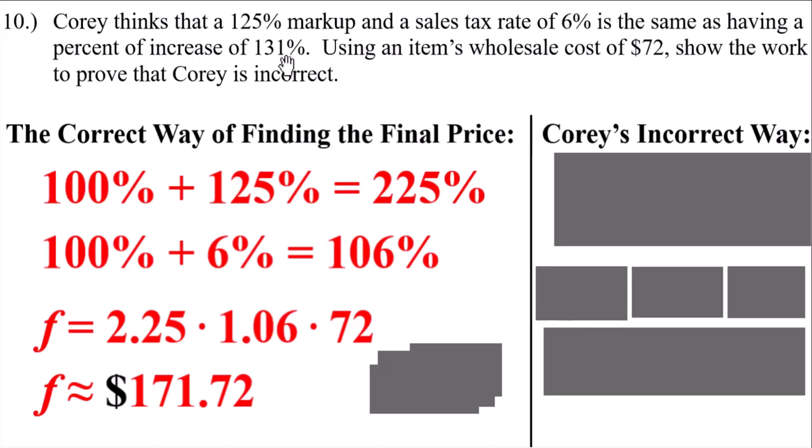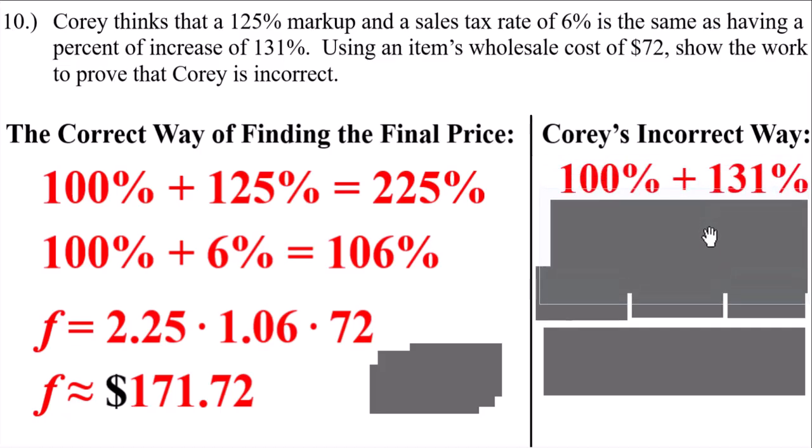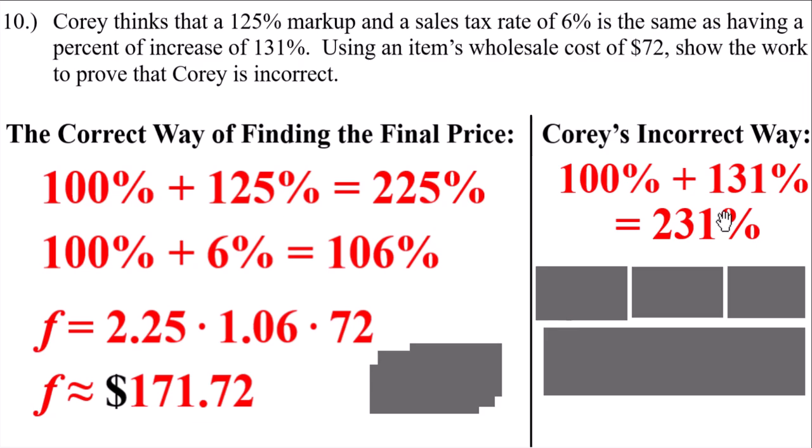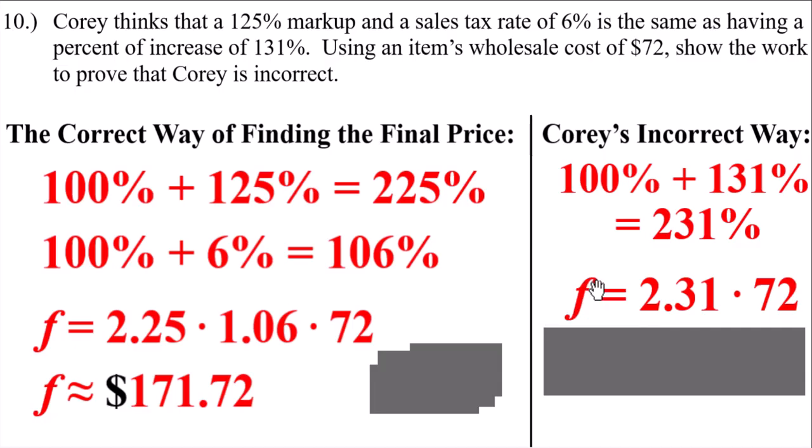Now, as the story said, Corey thinks that this is the same as having a percent of increase of 131%. And I think you can see where Corey got that idea from. The markup percent plus the sales tax percent would make you think maybe this is the same as 131%. But we're going to prove that it's not. 100% plus 131% would mean that you pay 231% of the wholesale cost.